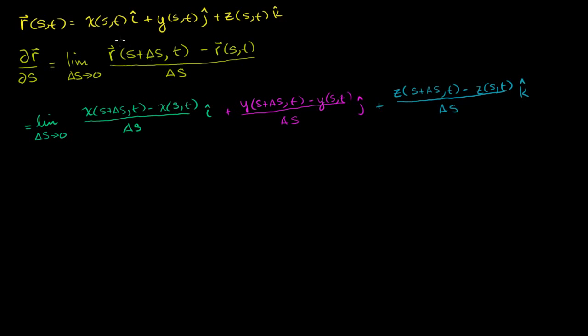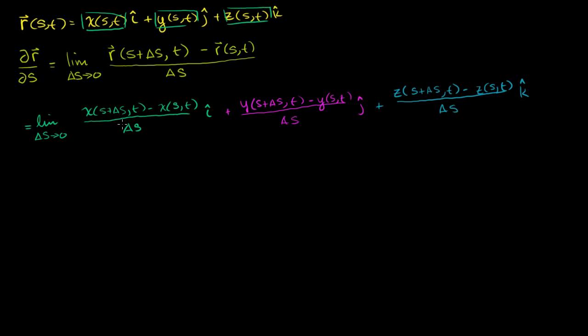And this all comes out of this definition. If you literally just put s plus delta s in place of s, evaluate all this, do a little algebra, you're going to get this exact same thing. And this hopefully pops out at you as, gee, we're just taking the partial derivative of each of these functions with respect to s. These functions right here, x of s and t, is a non-vector valued function. y is also a non-vector valued function. z is also a non-vector valued function. When you put them all together, it becomes a vector valued function because we're multiplying the first one times a vector, the second one times another vector, the third one times another vector.